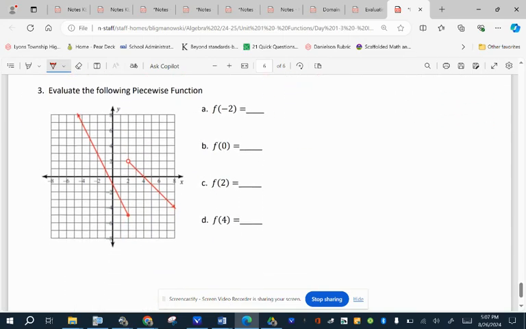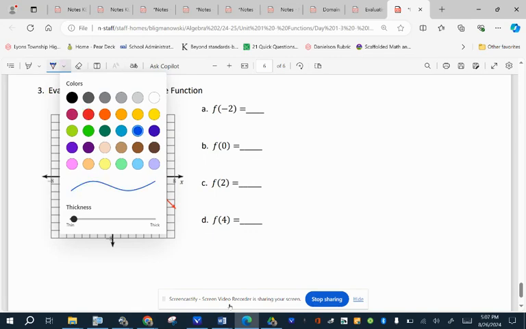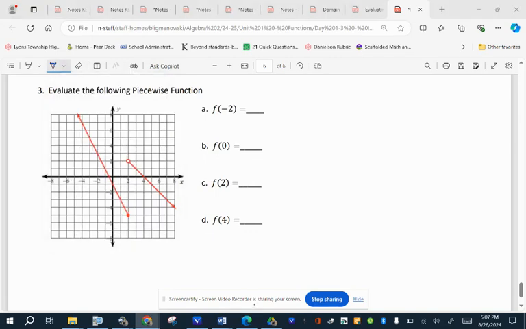All right, now let's look at it on a graph. When x equals negative 2, I'm going to go to x is negative 2 on the graph and trace that up, and the y value would be 3. Same here when x is 0, go down, and then y is negative 1. All right, now you try C and D, and then play the video when you're ready.